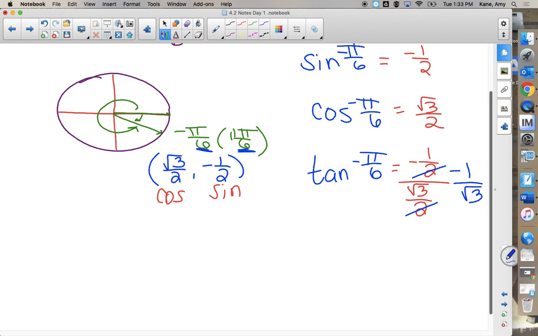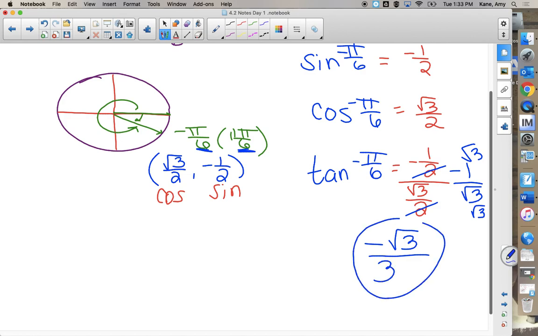What do you have to do with that? That's called rationalizing. So multiply both by the square root of 3. On the top, I now have negative 1 times the square root of 3, or just negative square root of 3. And then on the bottom, the square root of 3 times the square root of 3 is 3. That's how I find the tangent.